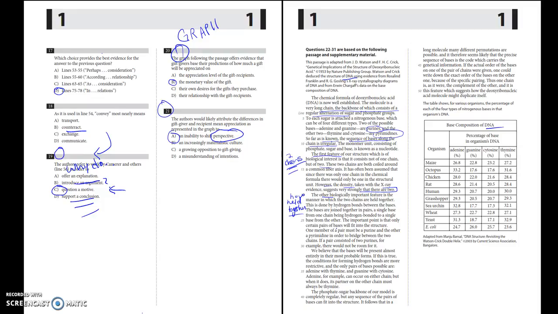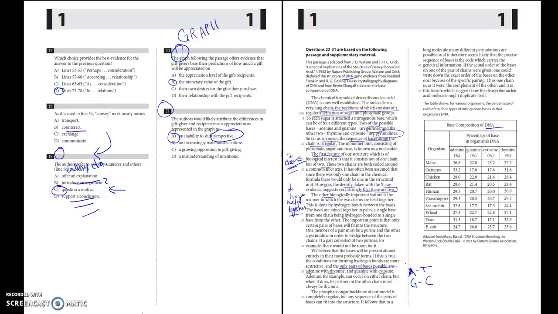I'm not even going to bother going into it. Because when I'm asked a question about this, I know that if they ask about the structure and how it's held together, I know this will become important. We believe the bases will be present almost entirely in their most probable form. Okay. The only pairs of bases possible are adenine with thymine, so A and T, and guanine with cytosine, G to C. All right. So that's another good note.